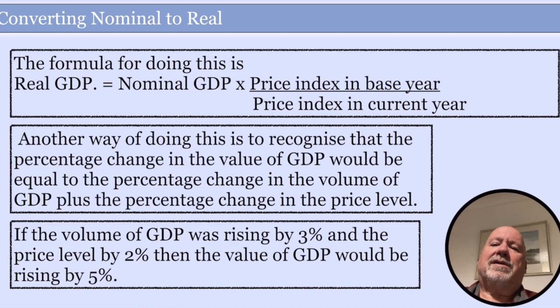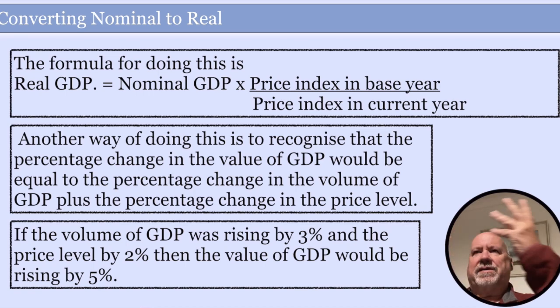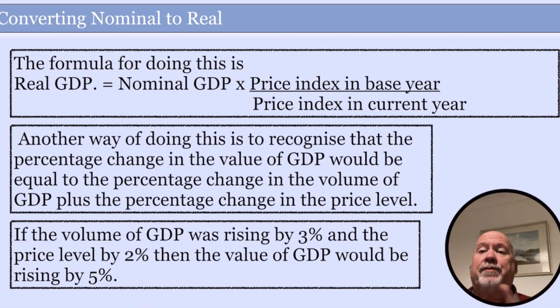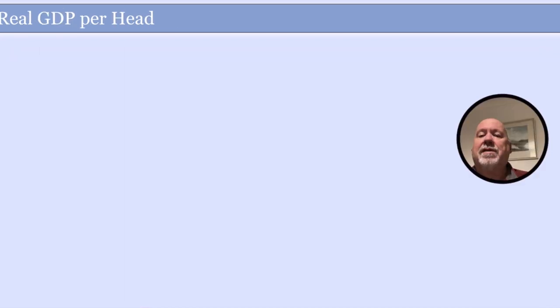Another way of doing it is to recognize that, and this is sort of correct mathematically, that the change in the value is made up of the percentage change in the volume and the percentage change in the price level. So if the volume rose by 3%, price by 2%, so you pumped up your balloon by 3% through one hole, 2% through the other hole, then there's a 5% increase in the value. And you simply can add those two figures together and it'll be roughly correct.